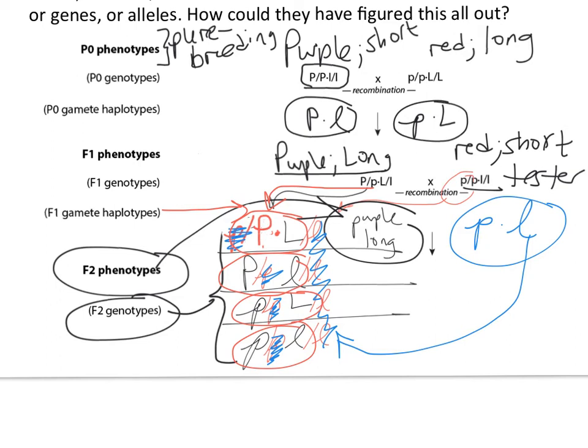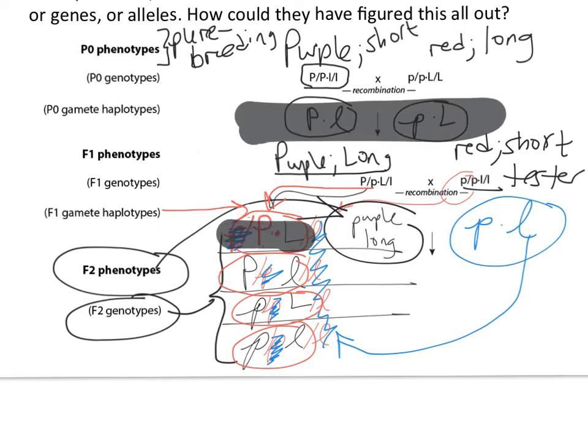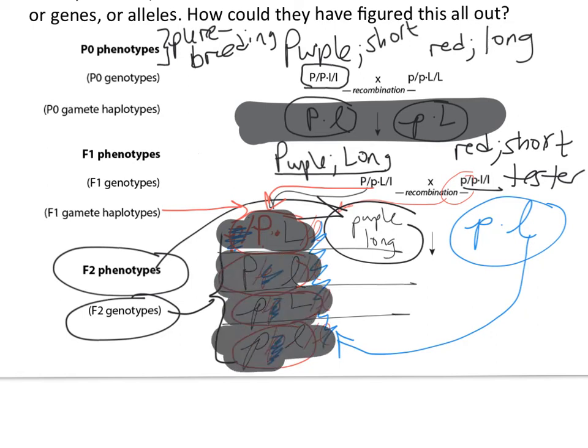And we do that by comparing those F1 haplotypes to who? P0 haplotypes. So we've got the P0 haplotypes up here, and we've got the F1 haplotypes here. So big P with little l is parental, and little p with big L is parental. The other two are recombinant types. And then the other thing you need to know, as you said, is how many of those four different phenotypes of individuals, purple long, purple short, red long, red short, did you actually see? Then you do recombinants over total.